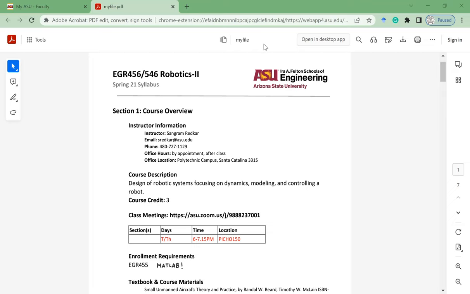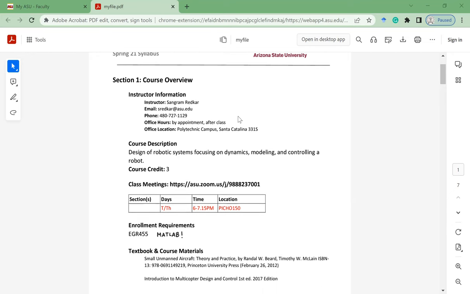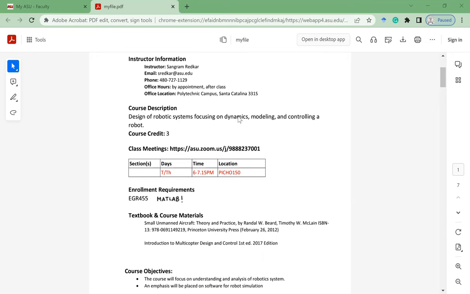Now, in terms of course structure, there are two textbooks, and those are fantastic textbooks. One is The Small Unmanned Aircraft, Theory and Practice. This book I'm going to use for the fixed wing aircrafts, like airplanes. And the second book is Introduction to Multi-Copter Design and Control, that I'm going to use for the quadcopter.